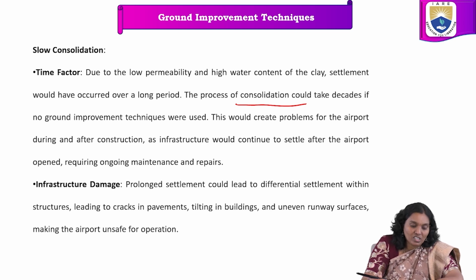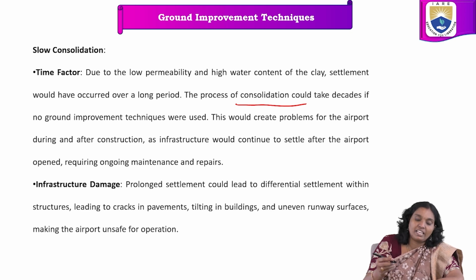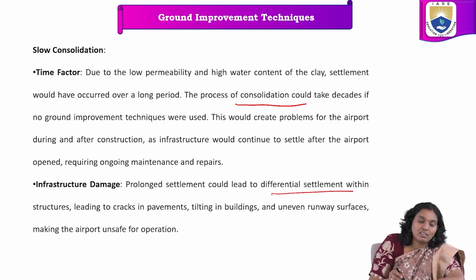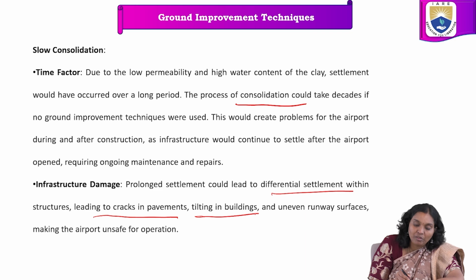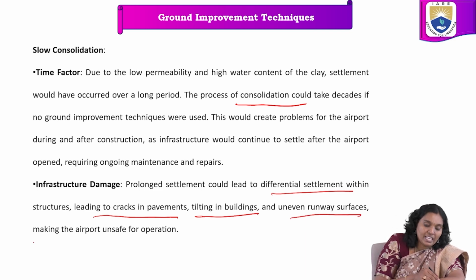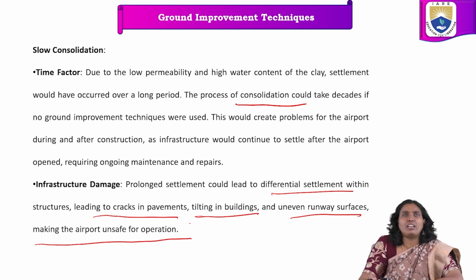So in infrastructure damage, prolonged settlement could lead to differential settlement within these structures, leading to cracks in pavements, tilting in buildings, and uneven runway surfaces, making the airport unsafe for operation.